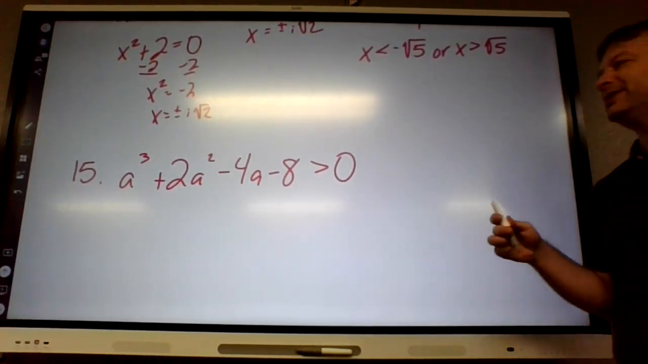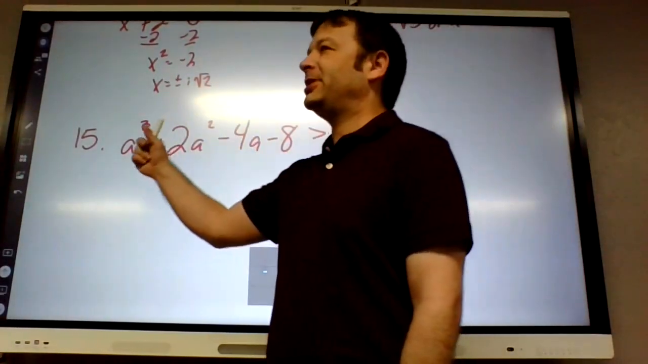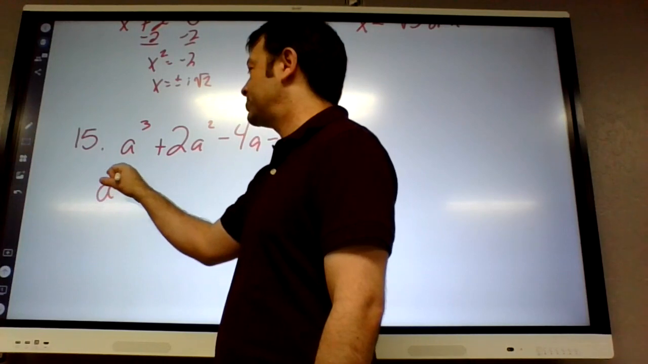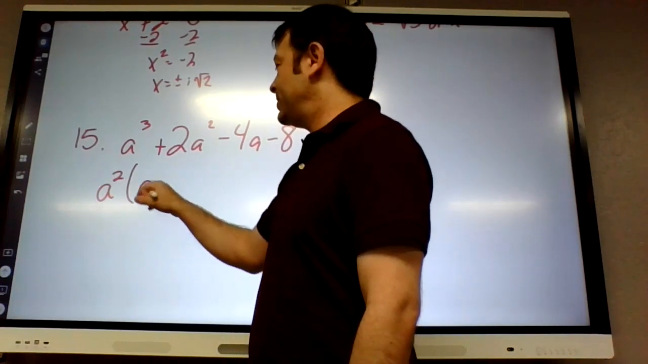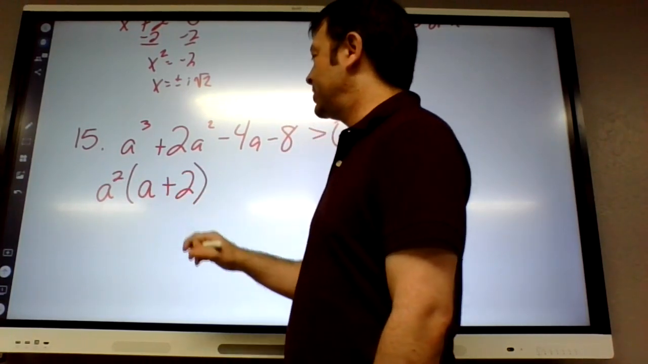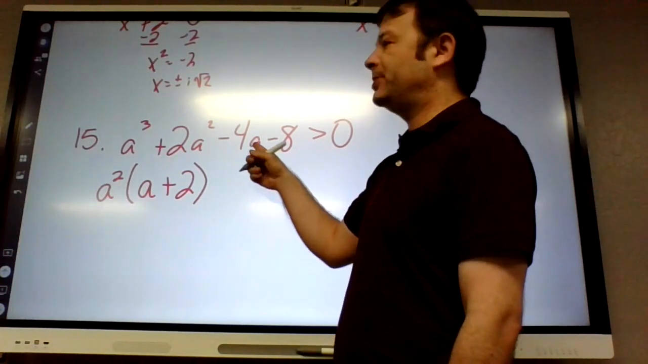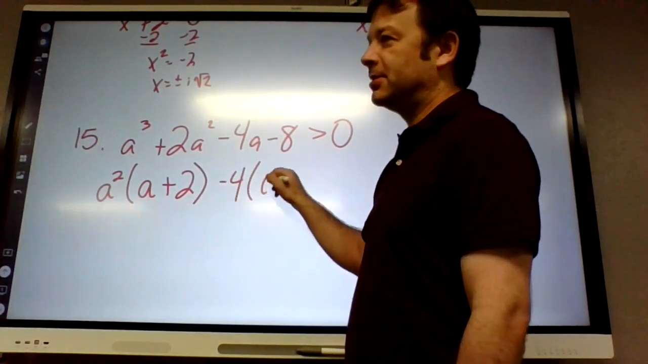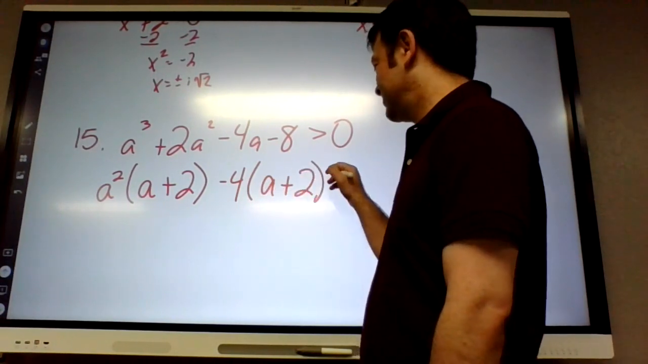Grouping. Okay, just because it's a cube, does grouping necessarily work? No, but I think it will on this one. If we take out an a squared in the front two, we get a plus 2 left. What should we take out on the back two? Negative 4. Thank you, Trey. Very helpful.